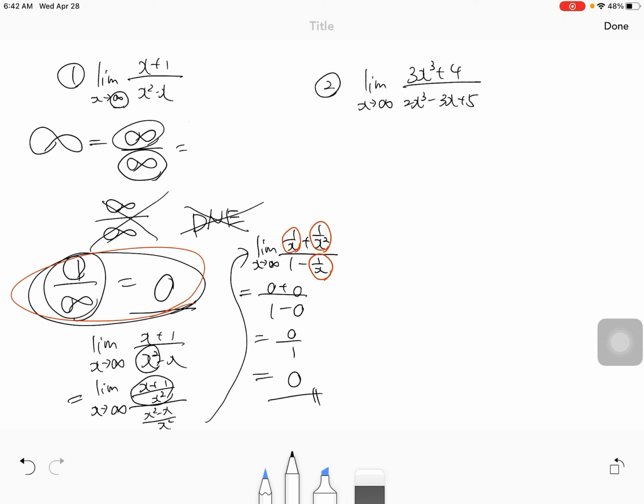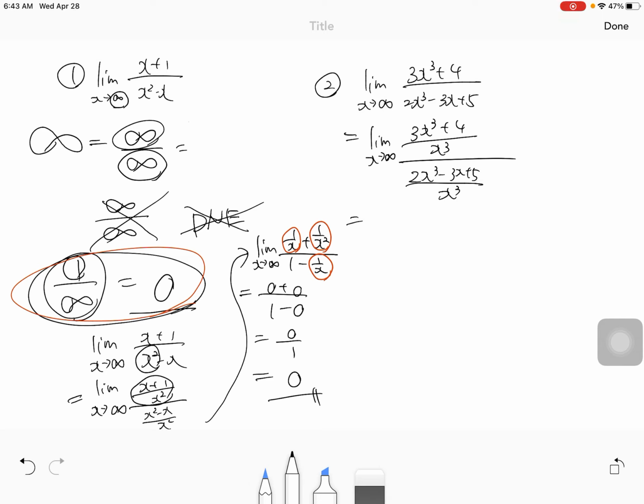Okay, so let's work on one more question. Limit of (3x cubed plus 4x) over (2x cubed minus 3x plus 5) as x approaches infinity. So let's do it again. What you should do first is divide by the highest power of x in the denominator, which is x cubed. So let's divide by x cubed on top and bottom.